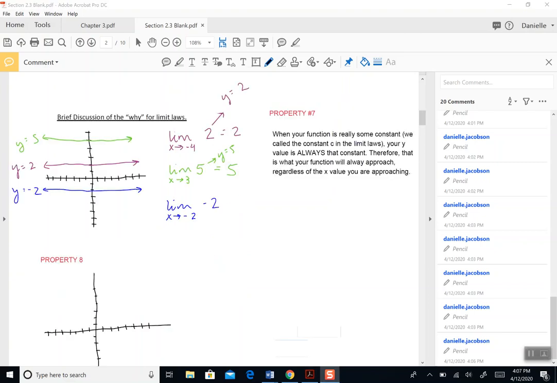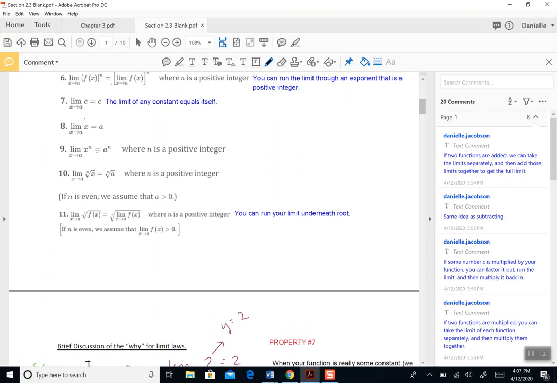Okay, so I wrote a quick description, well, kind of quick description here if you want to write that in your notes if you happen to be taking notes, but I'll move on to property number 8 now. So if we go up and look at property number 8, it says that the limit as x goes to a of x is always a.